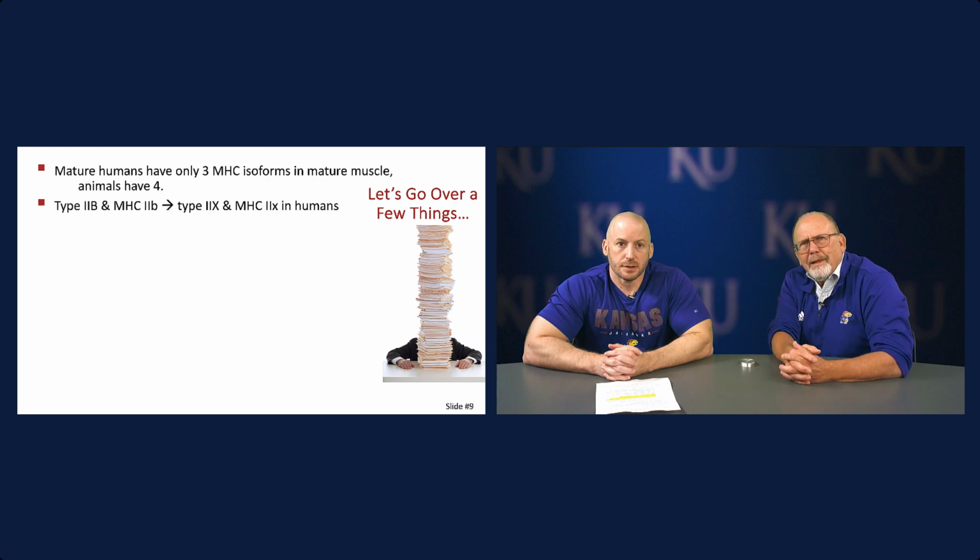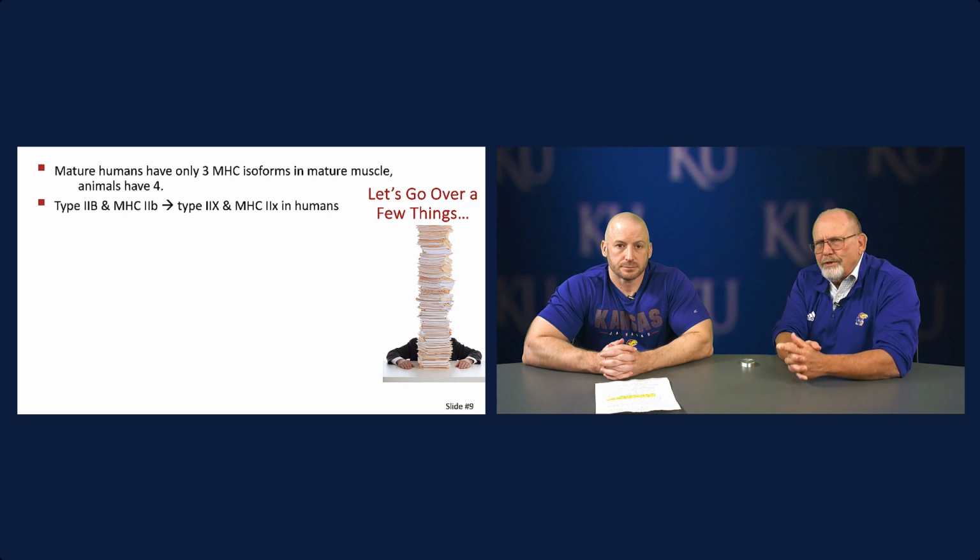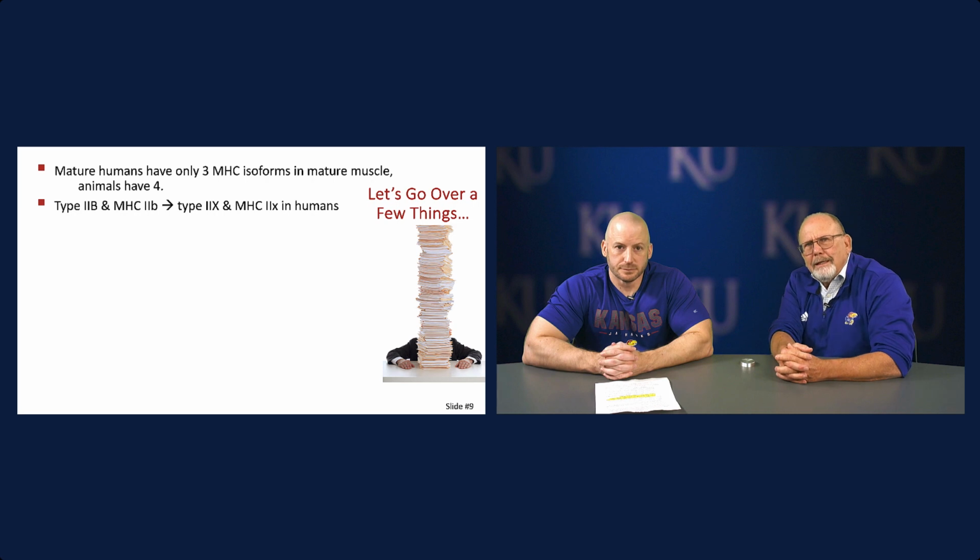Next one. Now we have what used to be called 2B. The capital 2B is the myosin ATPase designation. The small 2B is the myosin heavy chain. They're now called X's. So as you read the older literature and mix it with the new, just keep that in mind. The next one.